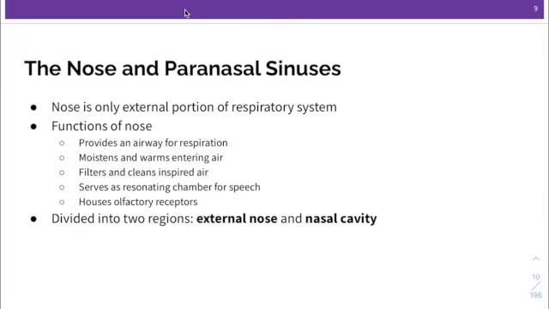Your nose is also considered a resonating chamber for speech. But we also have our olfactory receptors. So we have nerves that go into our nose that let us smell things. So we have an external nose and a nasal cavity.